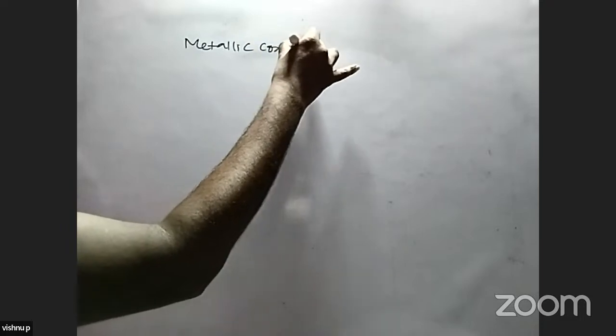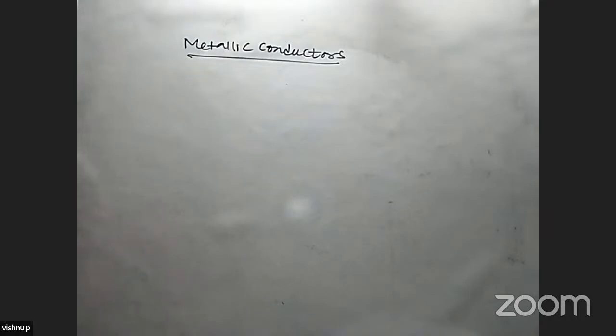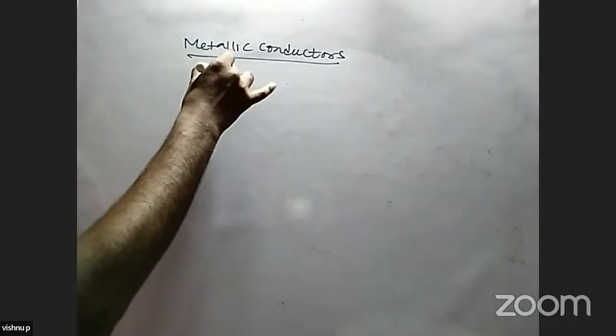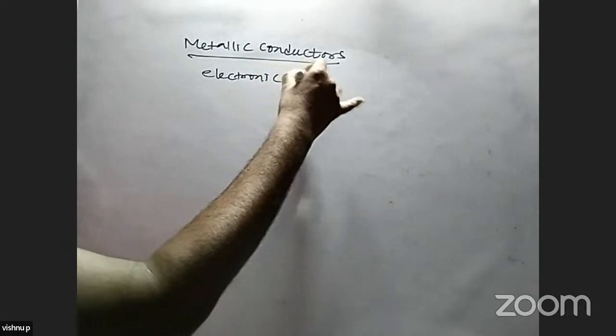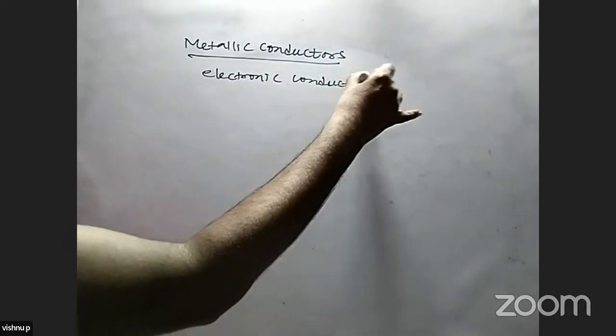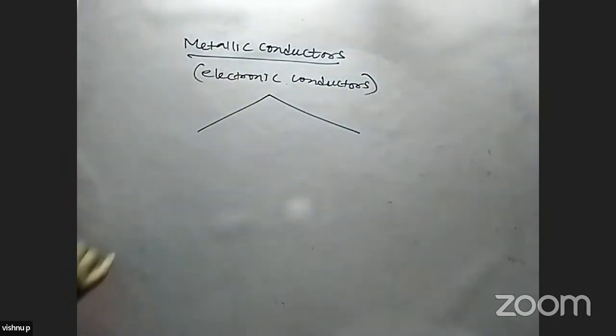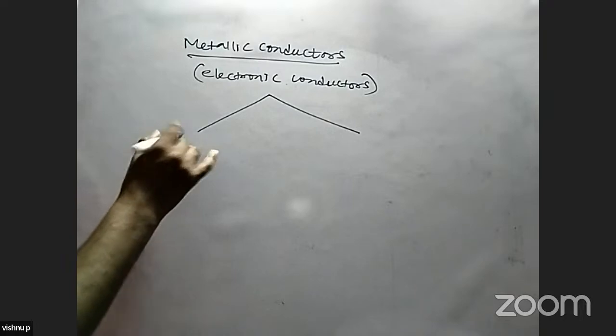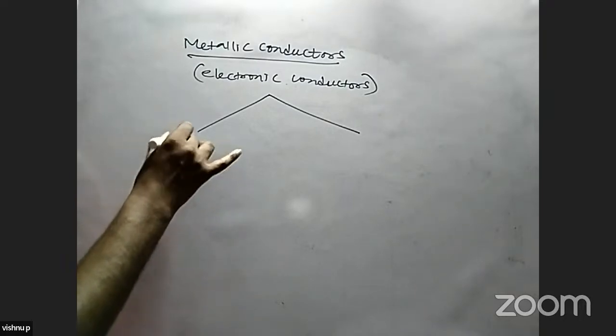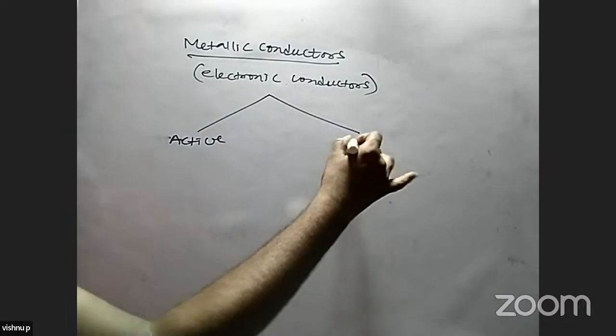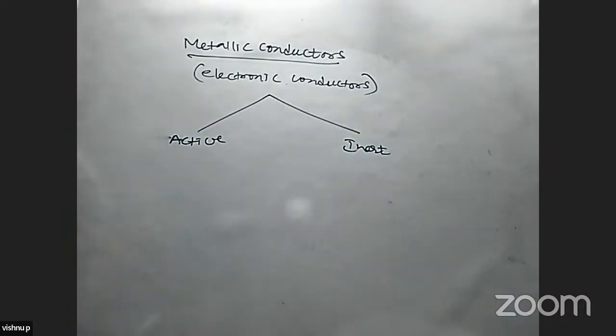Next is metallic conductors. Metallic conductors are also called electronic conductors. These solid state conductors are again divided into two types. One is called attackable, or we can call it active electronic conductors. The second is called inert electronic conductors.